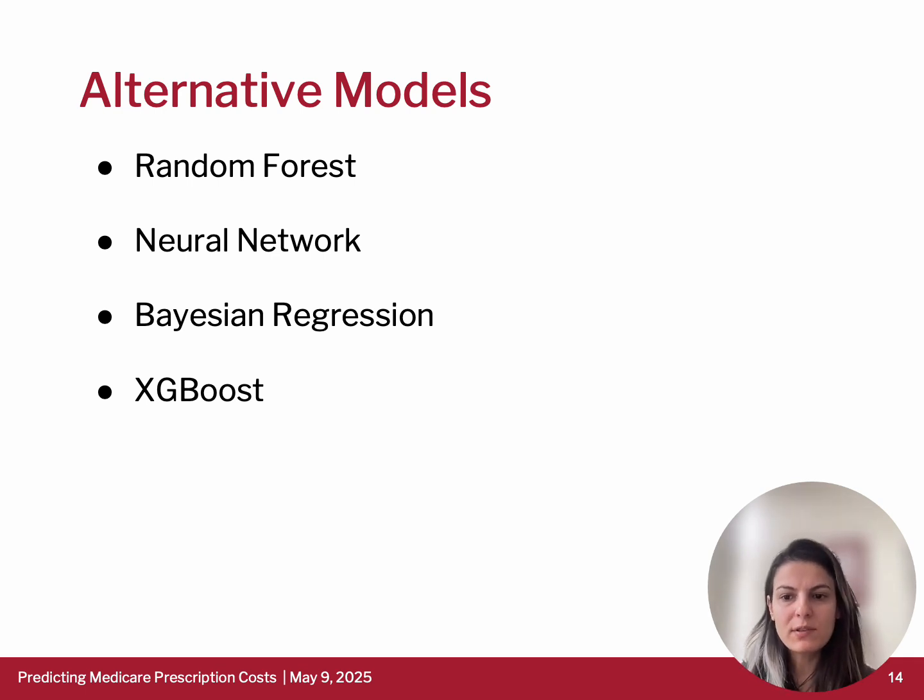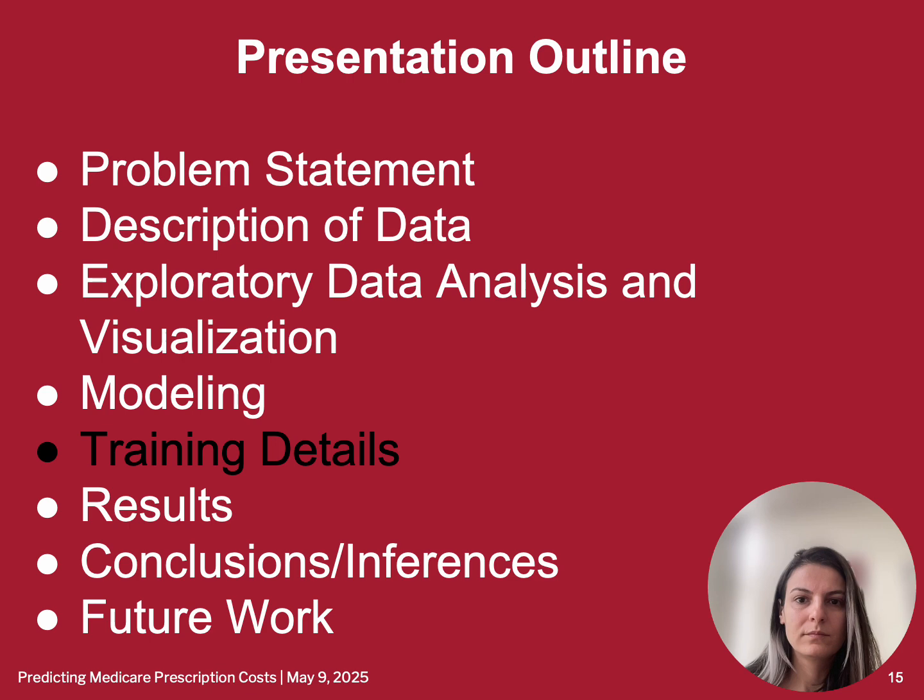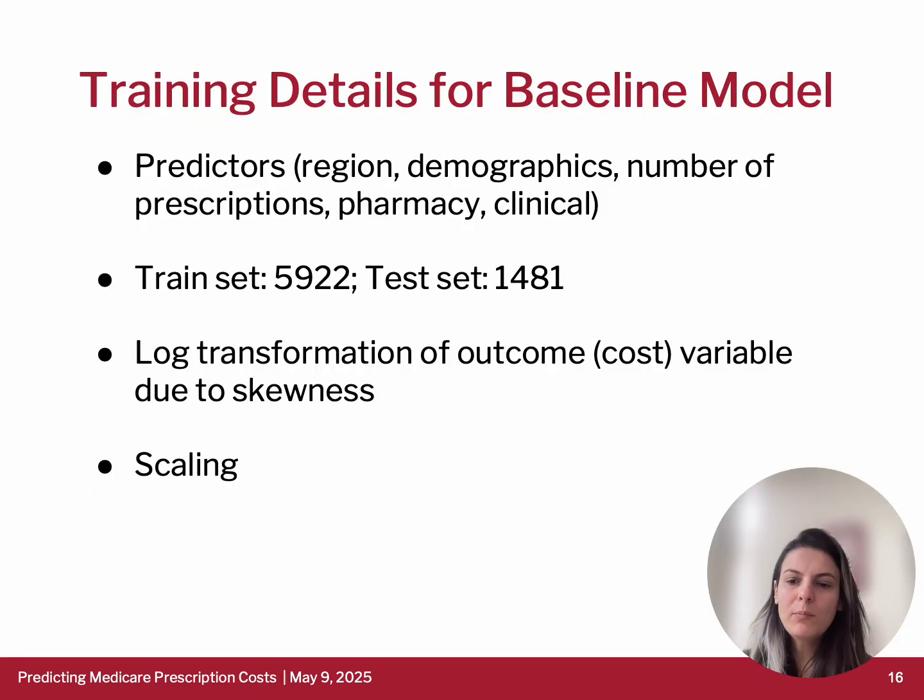Each of these can capture different kinds of relationships in data. For example, random forest can handle interactions and nonlinearities without prior specification. Neural network can work well with high-dimensional data, and XGBoost is known for strong tabular performance. We trained all models using the same 80-20 train-test splits for fair comparison. We used scaling where needed and consistent categorical encoding.